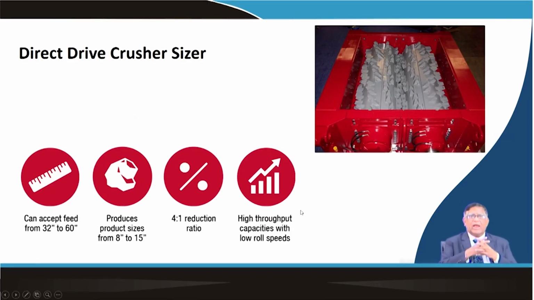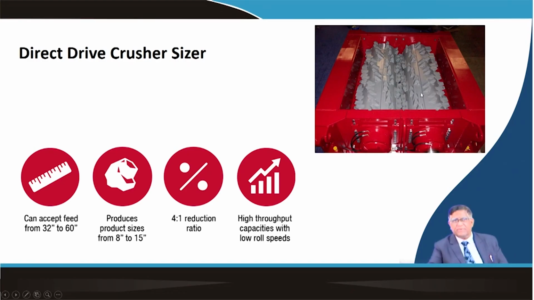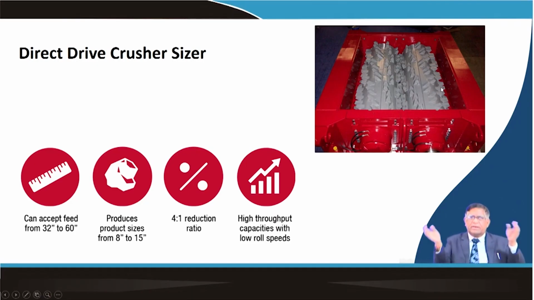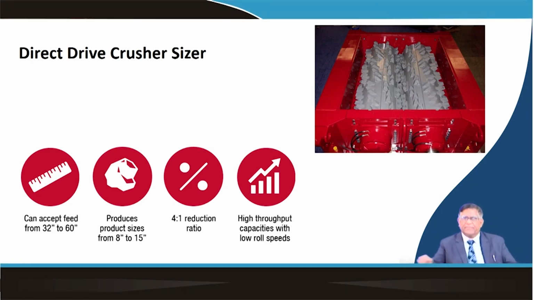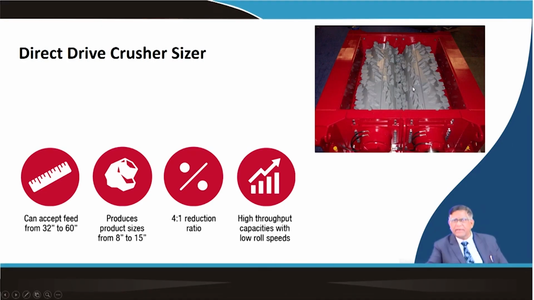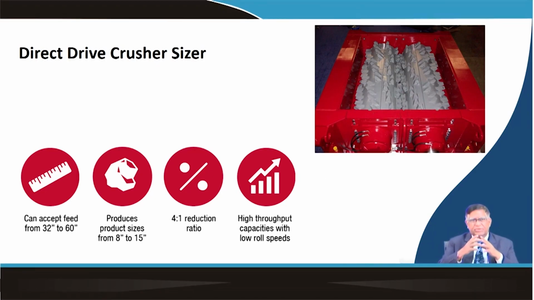Then there is the direct drive crusher sizer. As you can see, this type of crusher has two rolls with teeth, and they rotate in opposite directions. When the coal comes over here, it gets trapped and crushed in between and taken up. The drives are given directly to both these rolls. Now, they can accept lumps of 32 inches to 60 inches and give you 8 inches to 15 inches.